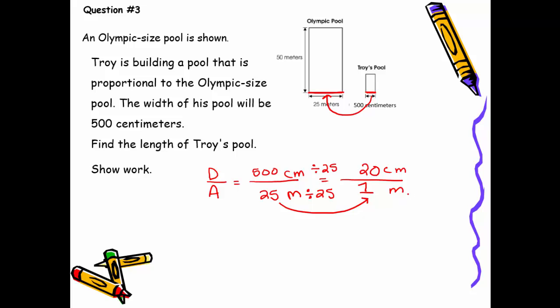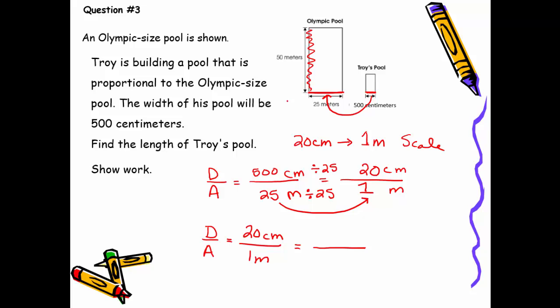So I know 20 centimeters is 1 meter. 20 centimeters on my drawing corresponds to 1 meter on my actual pool. So I'm going to use that scale. I've just found my scale. Drawing over actual. 20 centimeters corresponds to 1 meter on the actual. Then I'm like, I know the actual length of my pool, and they want to know the length of Troy's mini pool. Oh, I could totally just compare lengths.